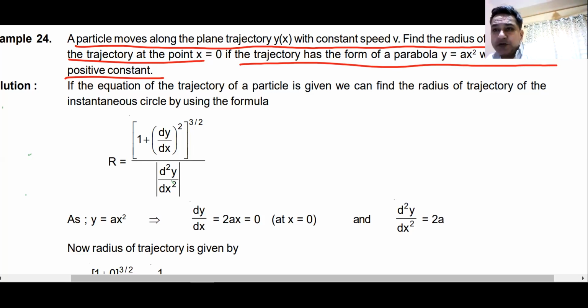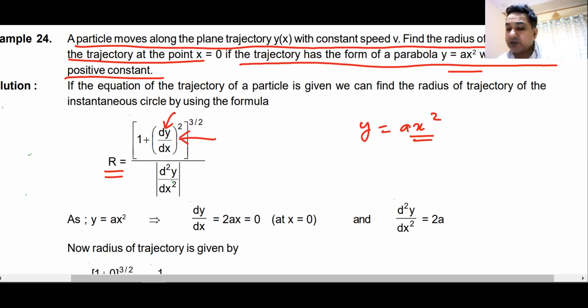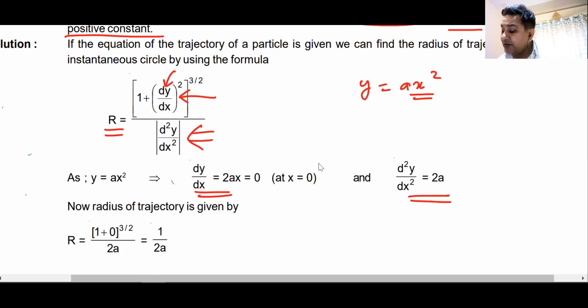So I hope you are able to solve this problem. The trajectory equation is y equal to ax square. You put the formula for the radius of curvature. You find the derivative of y with respect to x, differentiating y equal to ax square. Then you put the value of x, and differentiate this equation twice, which gives 2a. You put the values in the equation and you get the answer as 1 by 2a.